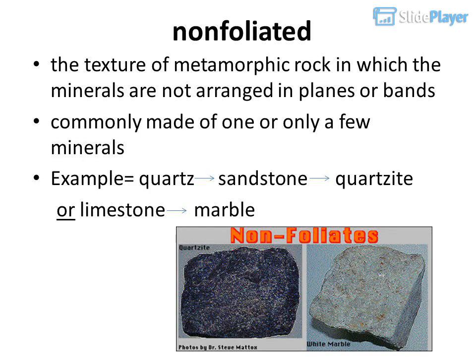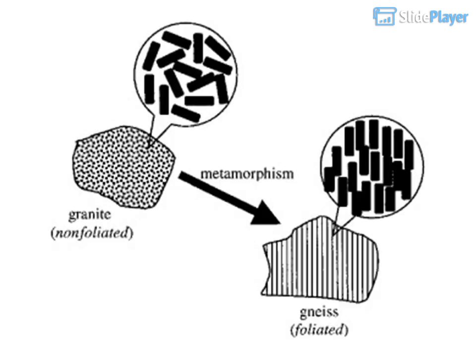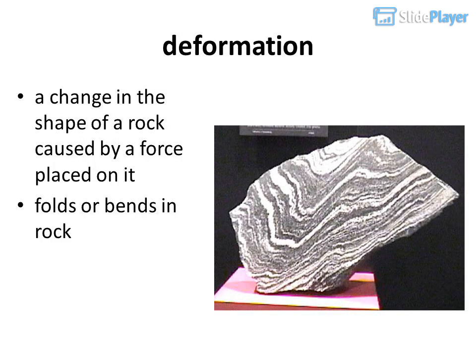Non-foliated: the texture of metamorphic rock in which the minerals are not arranged in planes or bands. Commonly made of one or only a few minerals. Example equals quartz sandstone, quartzite, or limestone, marble. Deformation: a change in the shape of a rock caused by a force placed on it. Folds or bends in rock.